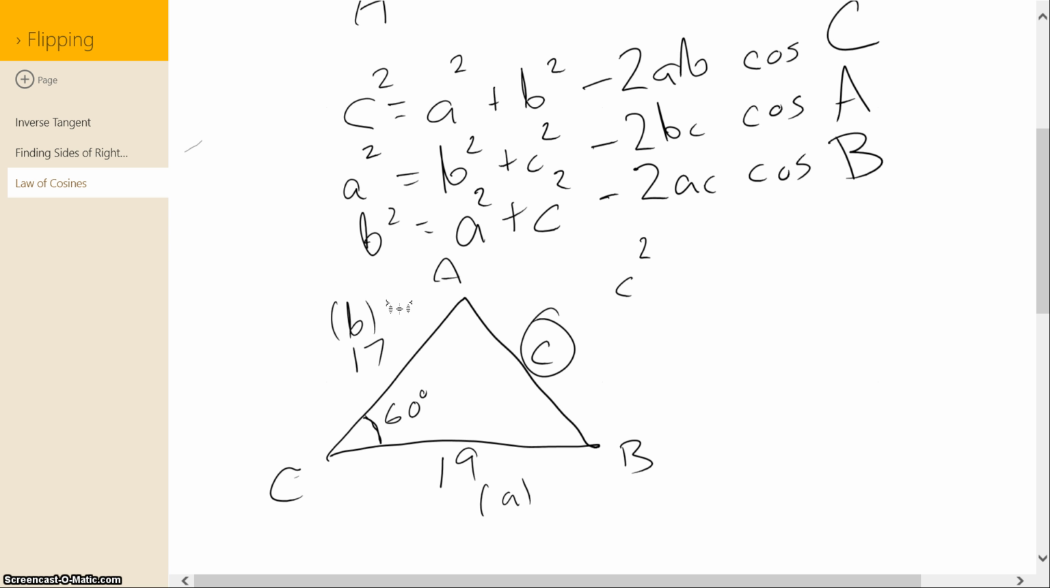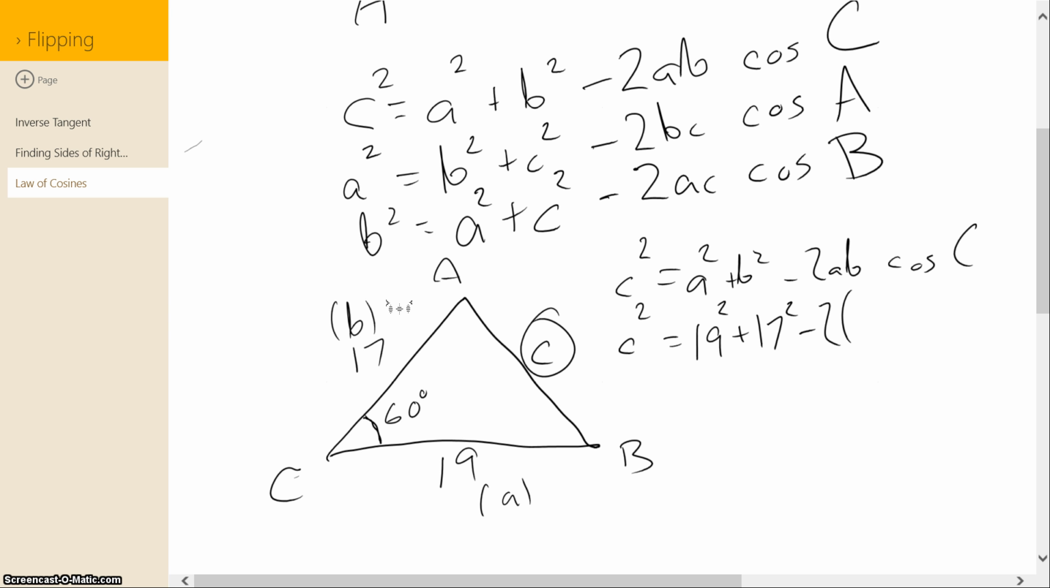So little c squared is equal to a squared plus b squared minus 2ab cosine of big C. Let's start plugging in. We need to find out what c squared is. We know our little a is going to be 19, so that's squared, plus b, 17 squared, minus 2 times 19, 17 for b, cosine of 60.